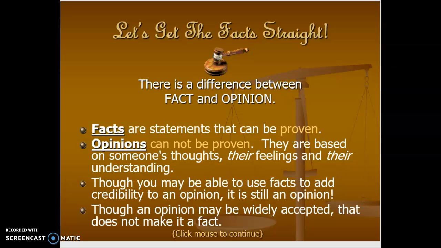They're based on someone's thoughts or feelings, their understanding, their perception. And though we can use facts to add credibility to an opinion, it is still an opinion. Okay? And even though it's widely accepted, it still doesn't make it a fact.